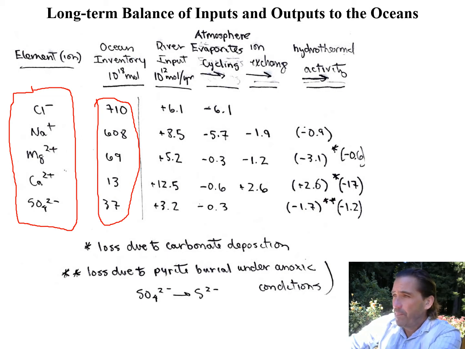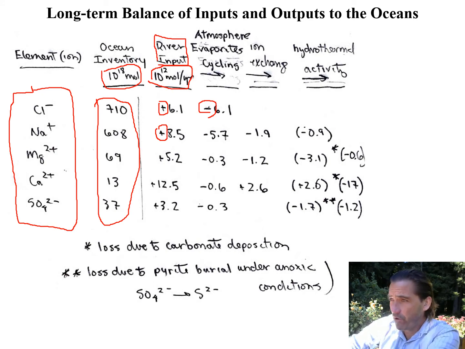And so with respect to how they get to the ocean, it's primarily through river input. So we see these numbers with positives. This is how they get to the ocean. How they leave is with the negatives. And so in terms of the fluxes here, I have them in units of 10 to the 12 moles per year. The inventories are in 10 to the 18 moles.